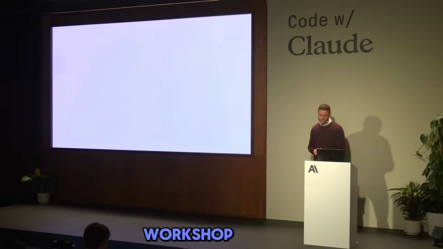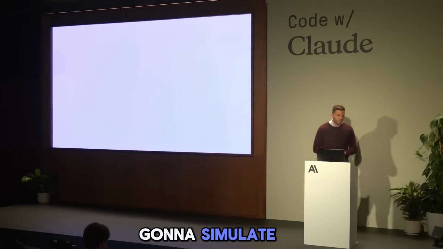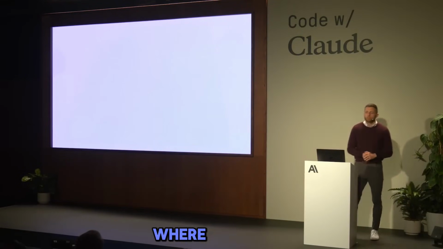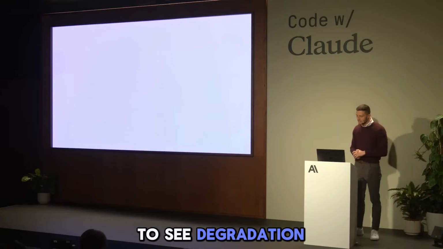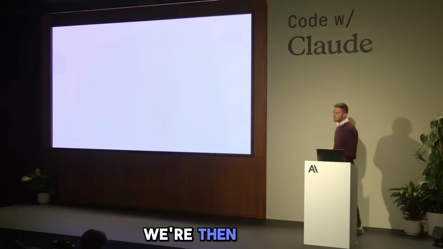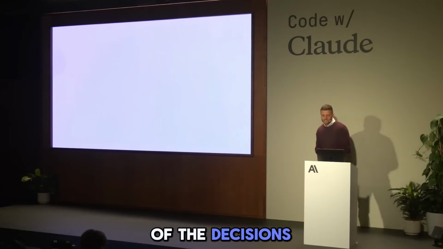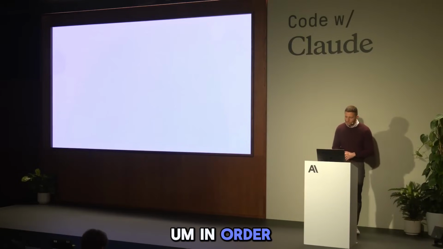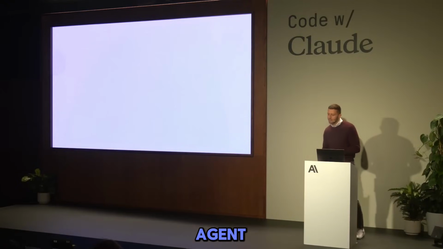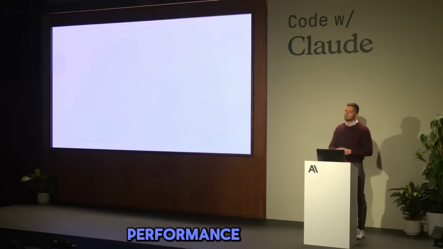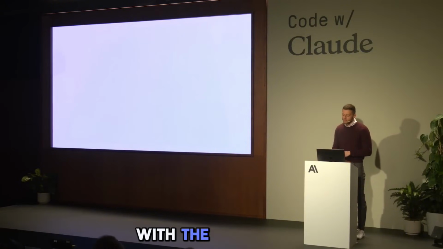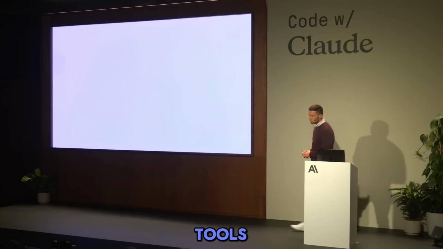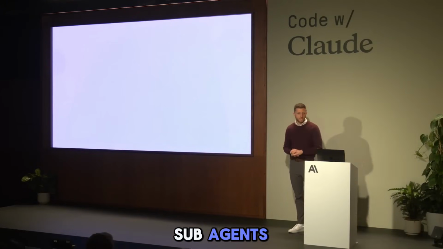So within this workshop, we are going to simulate an agent that has essentially grown to a complexity where we start to see degradation in its performance. We're then going to walk through some of the decisions that we as engineers and architects make in order to improve the design of our agent to restore the performance that we expect with the additional capability. Specifically, we're going to make some decisions around tools and skills and sub-agents.